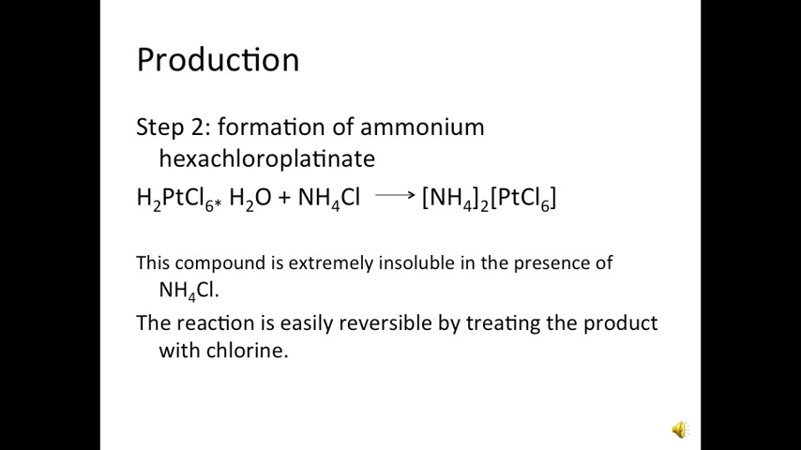The second step in the production of platinum involves the formation of ammonium hexachloroplatinate. We take the chloroplatinic acid, we dilute it in water, and react it with ammonium chloride. This forms the ammonium hexachloroplatinate. This compound is extremely insoluble in the presence of ammonium chloride, so if we add excess ammonium chloride to the system, we will get this solid to form out of it. This reaction is easily reversible by treating the product with chlorine gas.